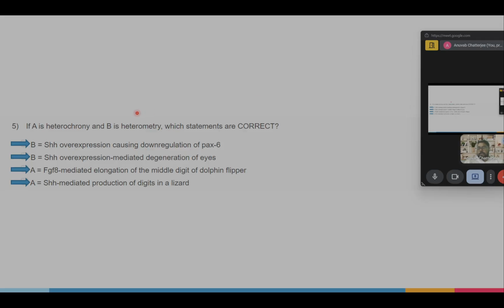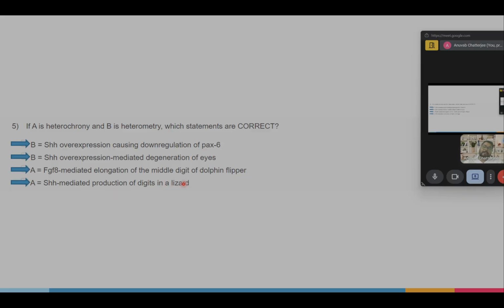Okay, so going back, if A is heterochrony and B is heterometry, which statements are correct? B could be overexpression causing downregulation of PAX6, which is heterometry as we saw. B can also be a sonic hedgehog overexpression mediated degeneration of the eyes. A could be FGF8 mediated elongation of the middle digit of the dolphin flipper, which we saw as well. And A could also be sonic hedgehog mediated production of digits in a limb.